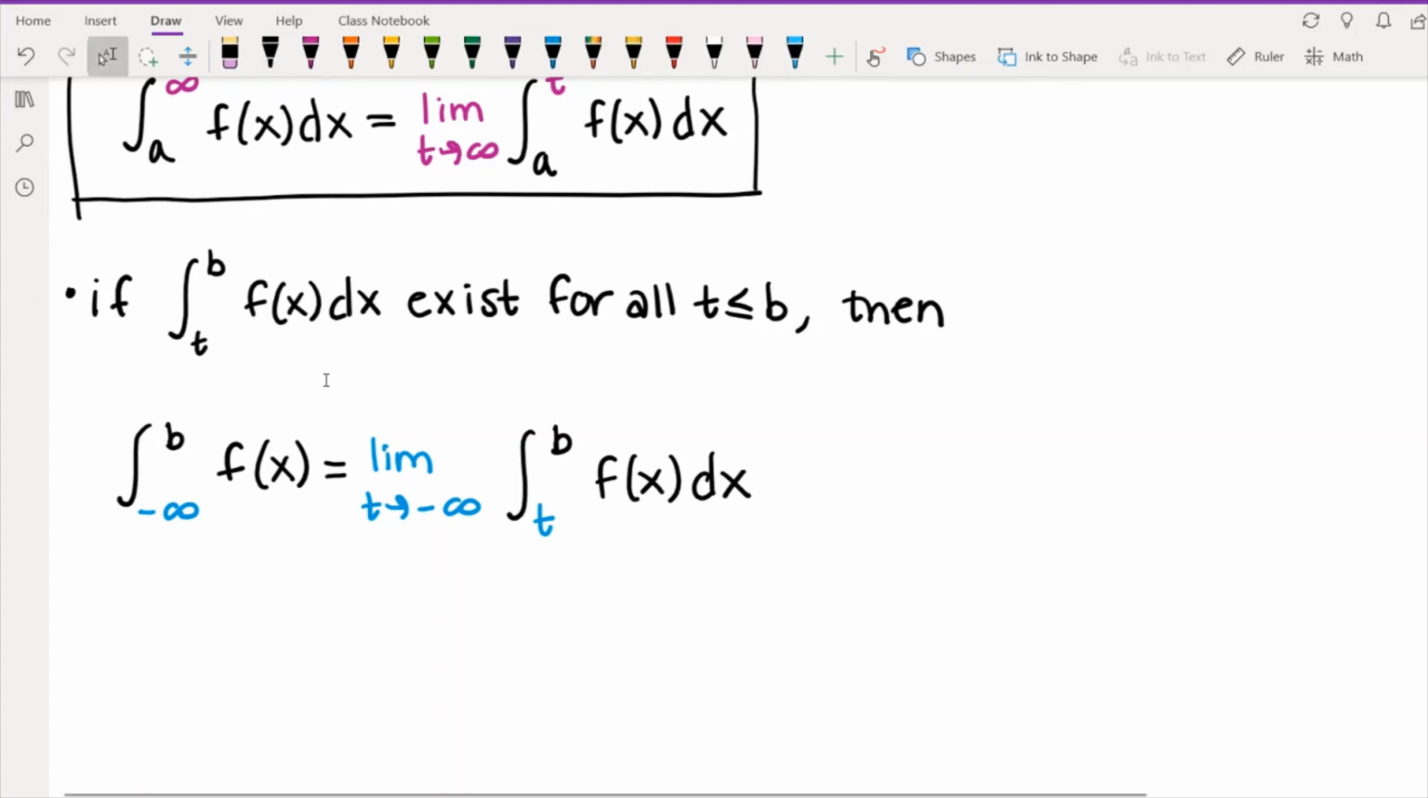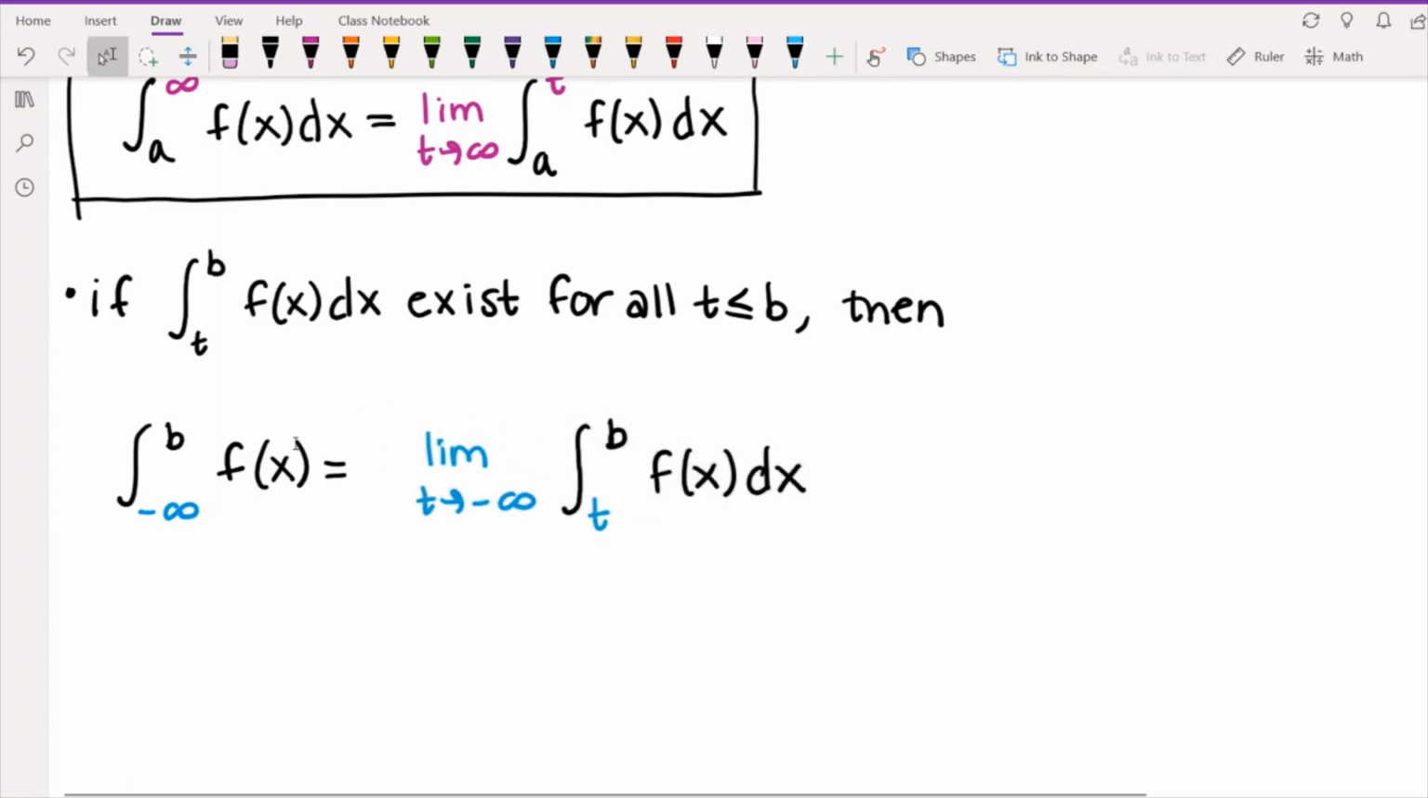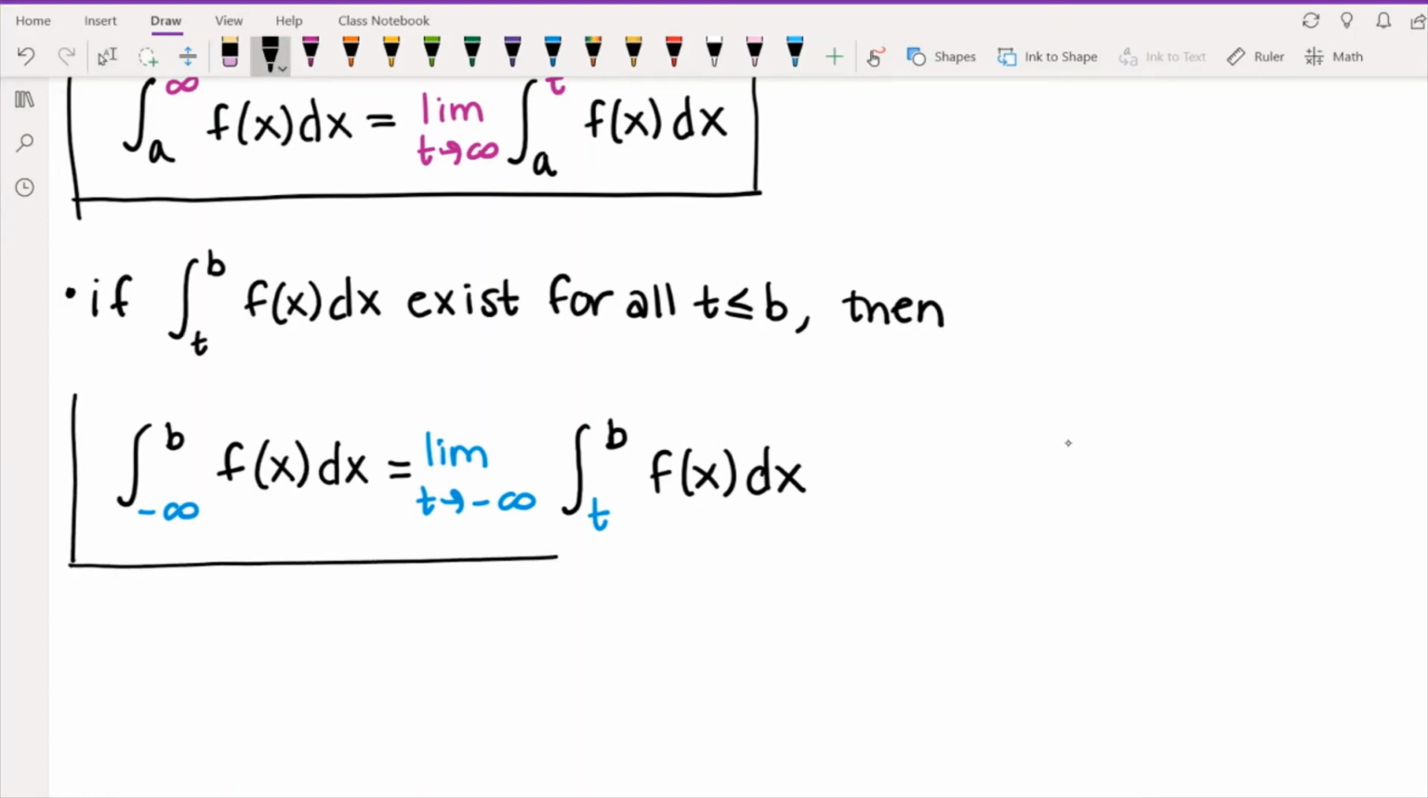Let me fix that. It's basically the same thing that we wrote above. It's just that if your lower bound is negative infinity, then you should be taking the limit as t approaches negative infinity, and t should be the lower bound instead of the upper bound. So it just makes sense, and is very similar to what we did earlier.